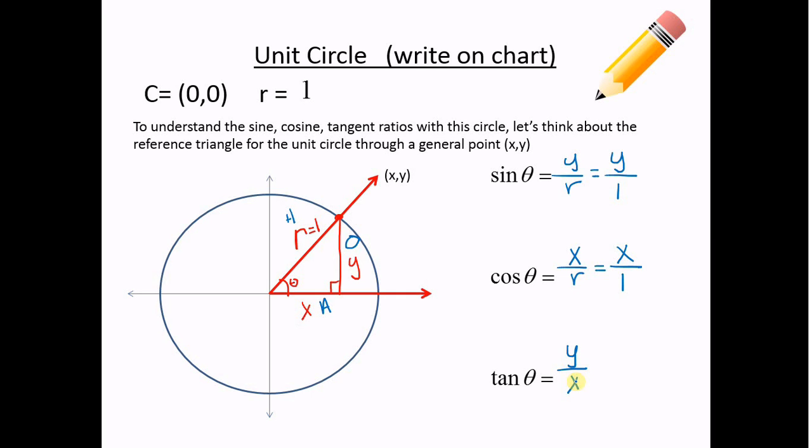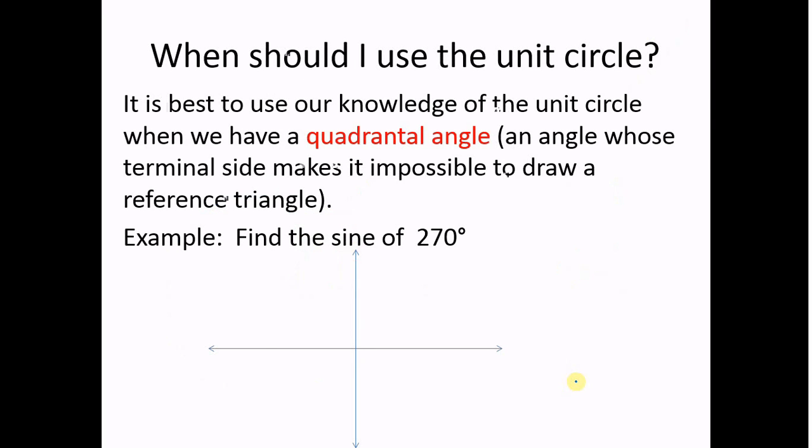So, the main question you're probably asking right now is, why do I need this and when should I use this? It is our best knowledge of the unit circle when we have a quadrantal angle, aka an angle whose terminal side makes it impossible to draw a reference triangle. Look at this, sine of 270. 270 is right here, right?